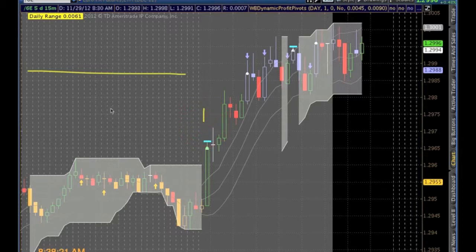The next thing that you need to understand is when a cloud is formed, like right here, you don't do anything, you just wait. Typically clouds are long consolidation periods, sort of like, think of it as the prices are coiling up for a big move. And when they break out of the cloud is when you need to start paying attention.